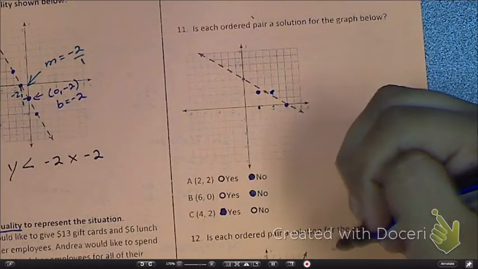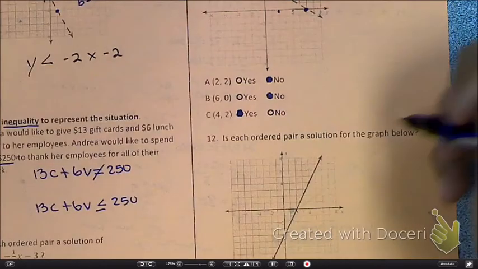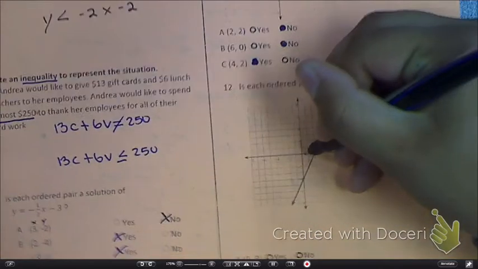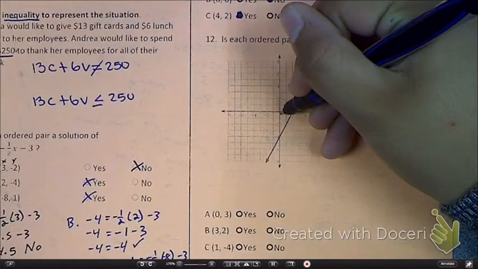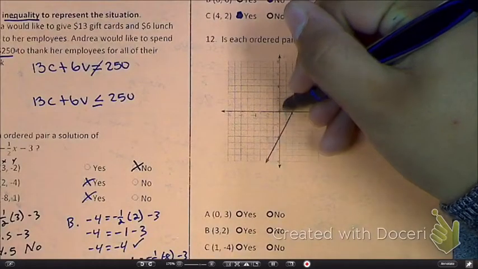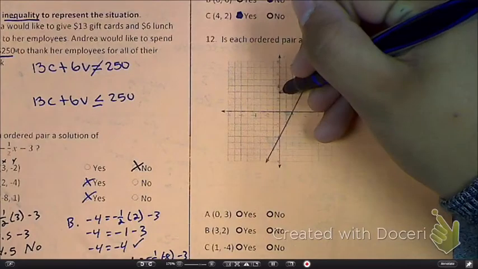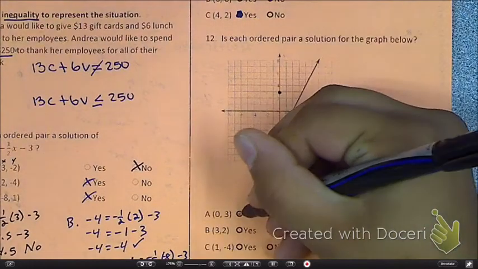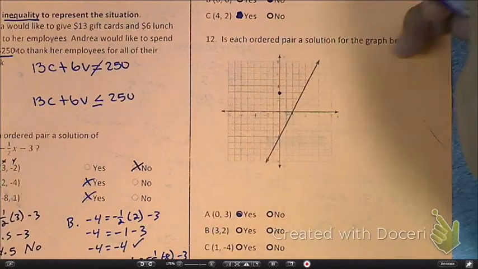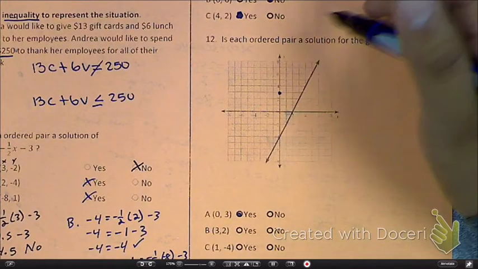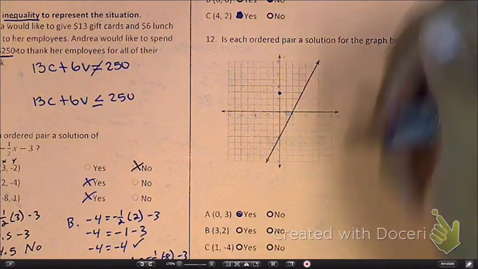Okay, for A, your x is 0 and your y is 3. So first you plot at 0 and you go down 3. Oh wait, you go up 3. So then yours is a solution and it's yes. Why is it a solution? Because it's in the shaded area. Good.